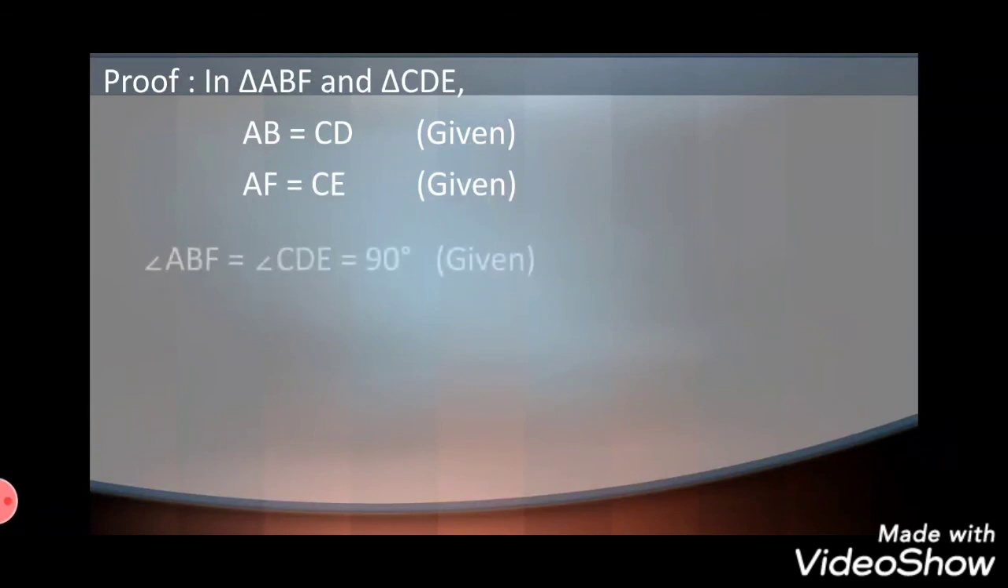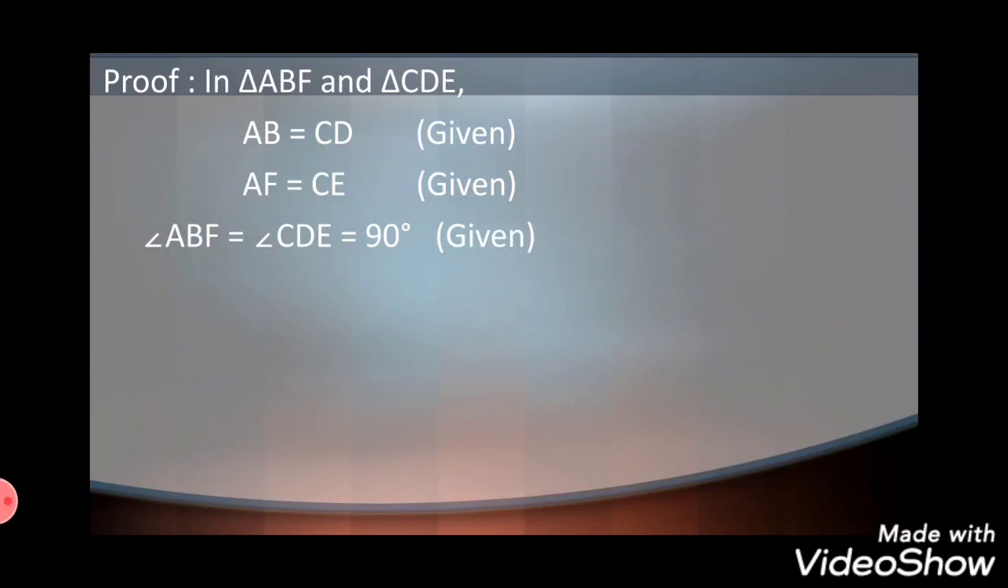For proof, in triangle ABF and triangle CDE, AB equal to CD, that is already given. AF equal to CE, that is also given. And angle ABF equal to angle CDE equal to 90 degree, which is given. It is given in the form that AB is perpendicular to BD and CD is also perpendicular to BD. Therefore, triangle ABF is congruent to triangle CDE according to RHS congruence rule.